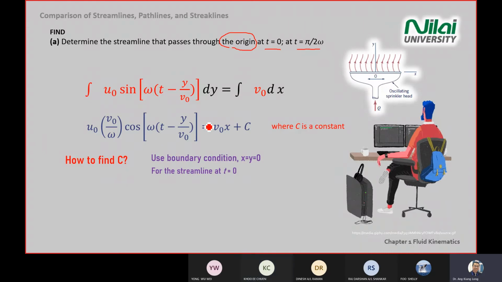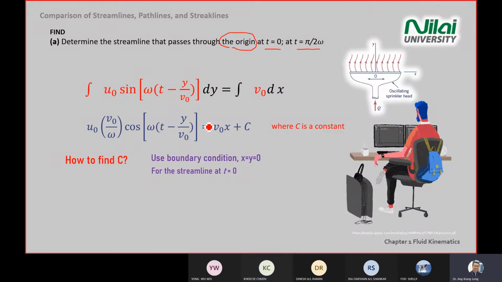Sir. The second one, right? The pi over 2 omega, right? They want the x-axis and the y-axis also the same, right? Yeah, 0, correct. Yeah, because it's at the origin.